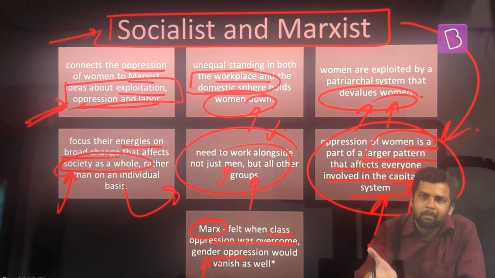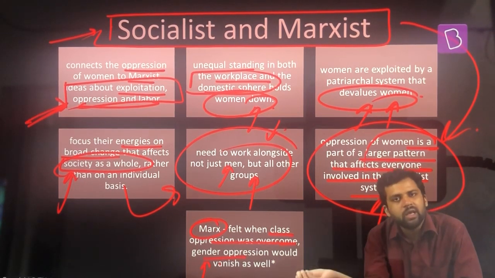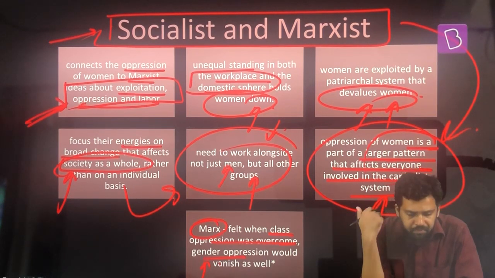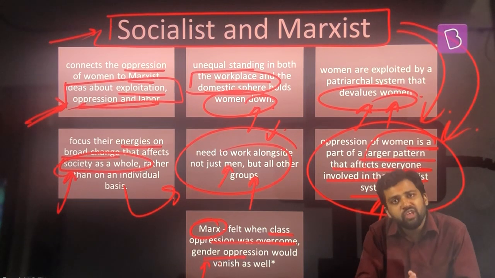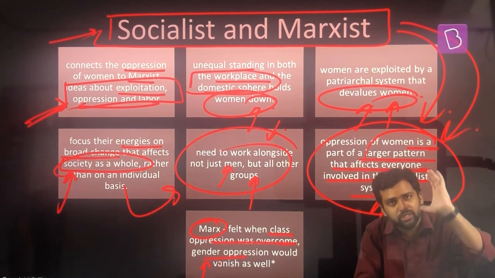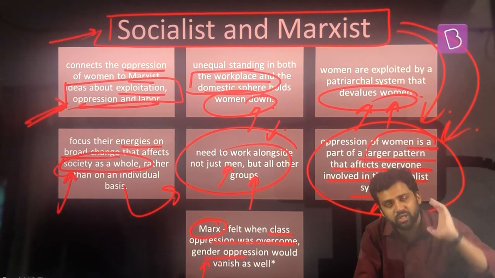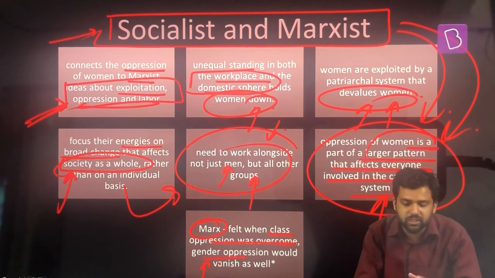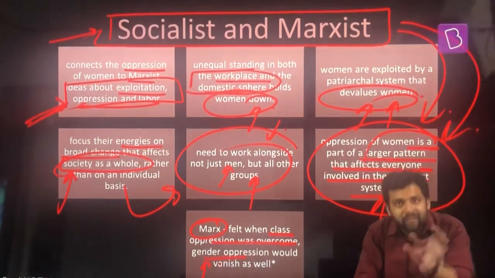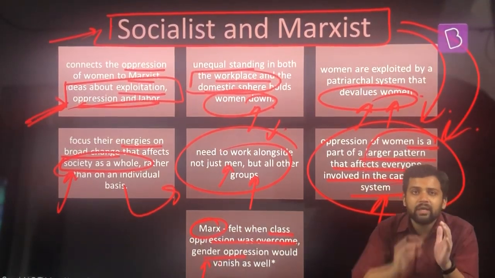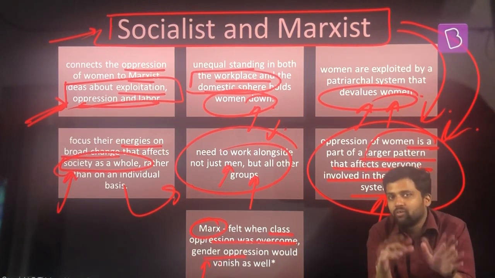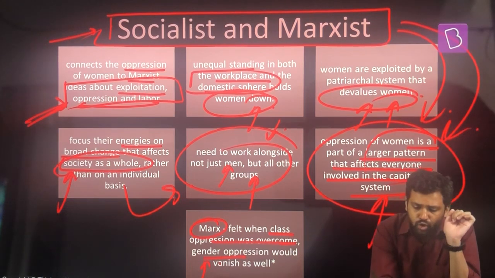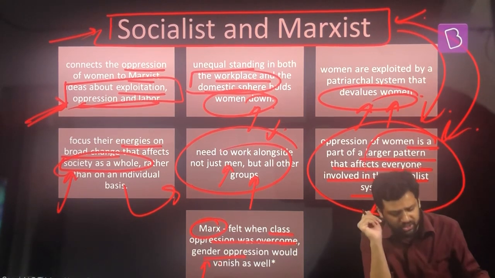Class oppression might be overcome, but not necessarily gender oppression will be overcome. So the socialist Marxist perspective feels that you have to bring about change in the entire society. The social structures are such, the social system is such, which has devalued women, which has not given men and women equal standing, and because of that women have always been left behind. So this is the socialist Marxist perspective.